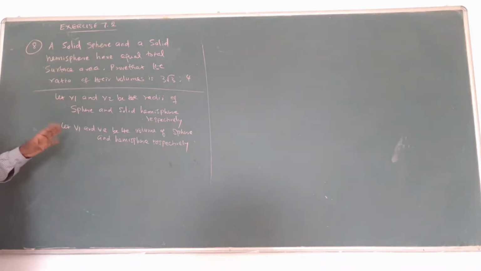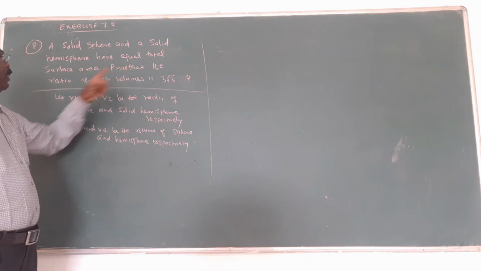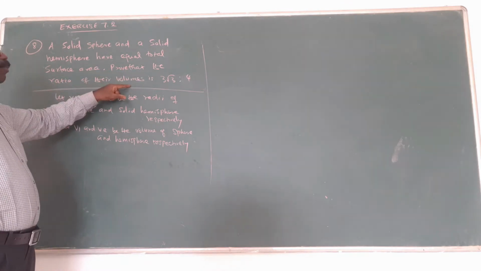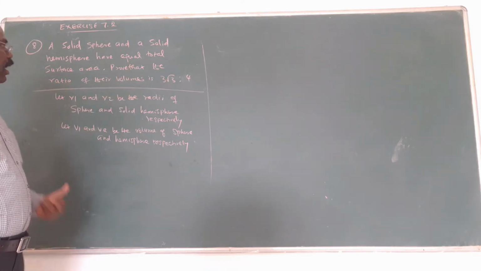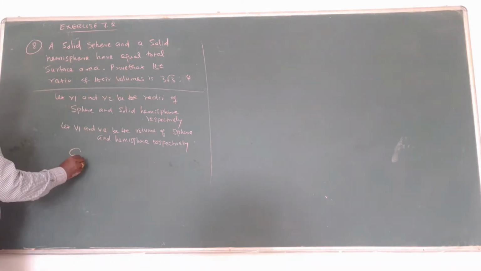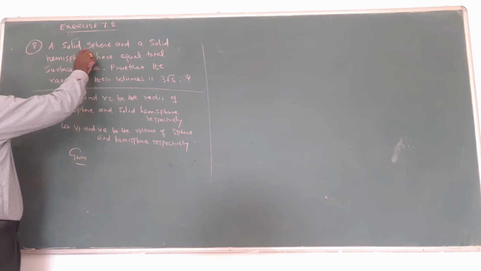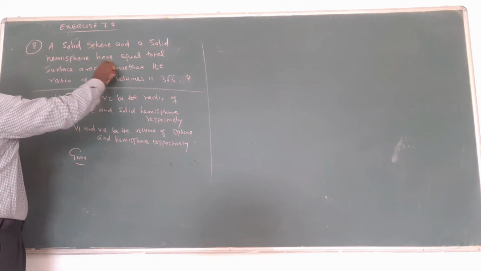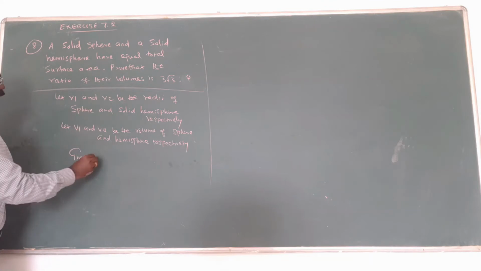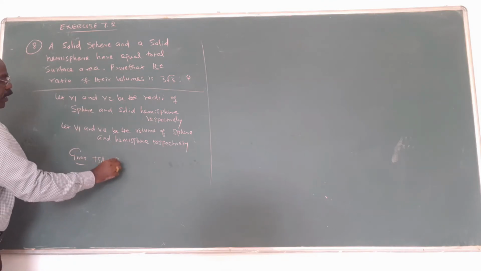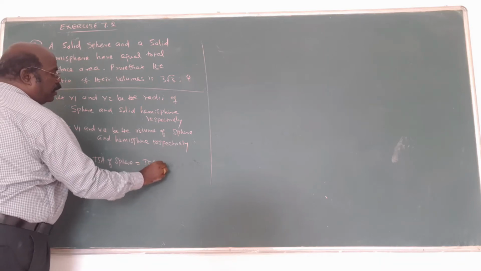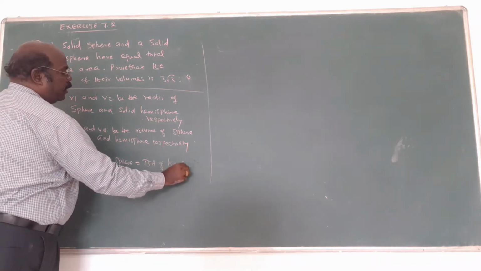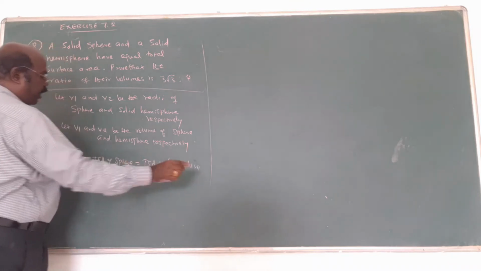V1 means volume of the sphere. V2 means volume of the hemisphere. Prove that the ratio of their volumes V1 is to V2 equal to the given answer. Now what is given by data? The sphere and the hemisphere have equal total surface area. So TSA of sphere equal to TSA of hemisphere is given from the question.